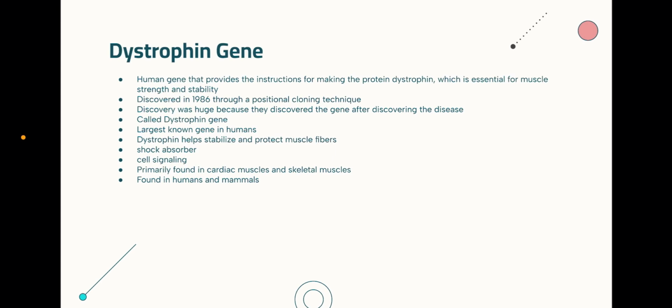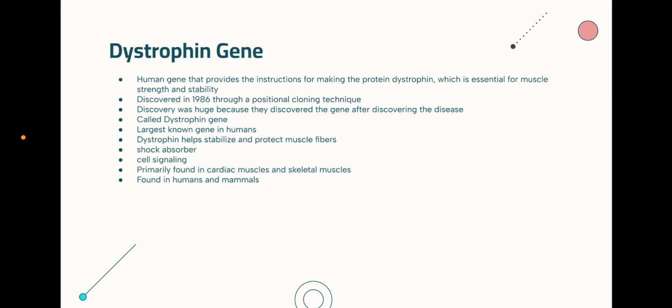And it was actually discovered in 1986 through a positional cloning technique, which I thought was really cool and interesting. But what was so odd about this discovery and what was so big about it was that it was discovered after discovering the disease. So usually it should be the opposite, where you discover the gene first and then you discover the diseases that can come from it. But it was the other way around, which I thought was really interesting. So it is also the largest known gene in humans as well.